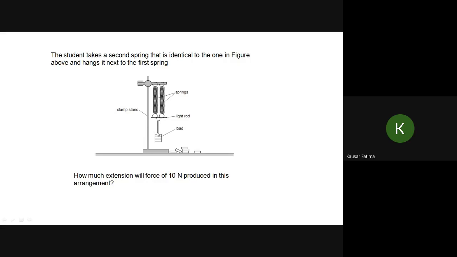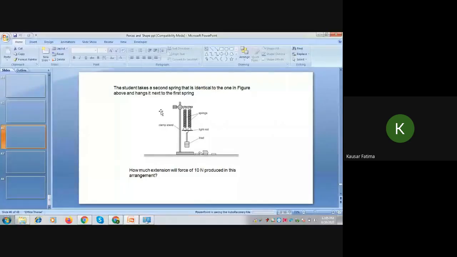Why will this be halved? Because the force will be shared by the two springs. So of the 10 Newton force, 5 Newton is supported by spring 1 and 5 Newton is supported by the other spring, spring 2, which is connected in parallel to it. So 10 Newton stretches the spring by 2 centimeter, meaning 5 Newton will stretch both the springs by 1 centimeter. So the extension now will be 1 centimeter. What does that mean?